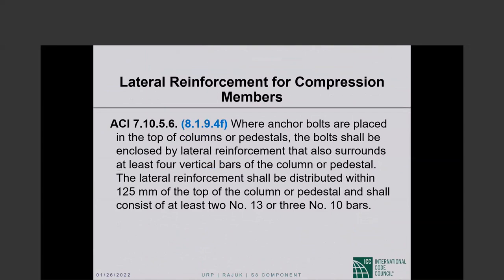This is something else where anchor bolts are placed in the top of columns or pedestals. Just pretty often, anchor bolts at the top of pedestals. The bolts shall be enclosed by lateral reinforcement that also surrounds at least 4 vertical bars of the column or pedestal. The lateral reinforcement shall be distributed within 125 millimeters of the top of the column or pedestal, 5 inches at the top, shall consist of at least 2 number 13 or 3 number 10 bars. So number 13 is our number 4, number 10 is our number 3. So 2 number 4 or 3, it's better to say these numbers. So 2 number 13 or 3 number 10 bars.